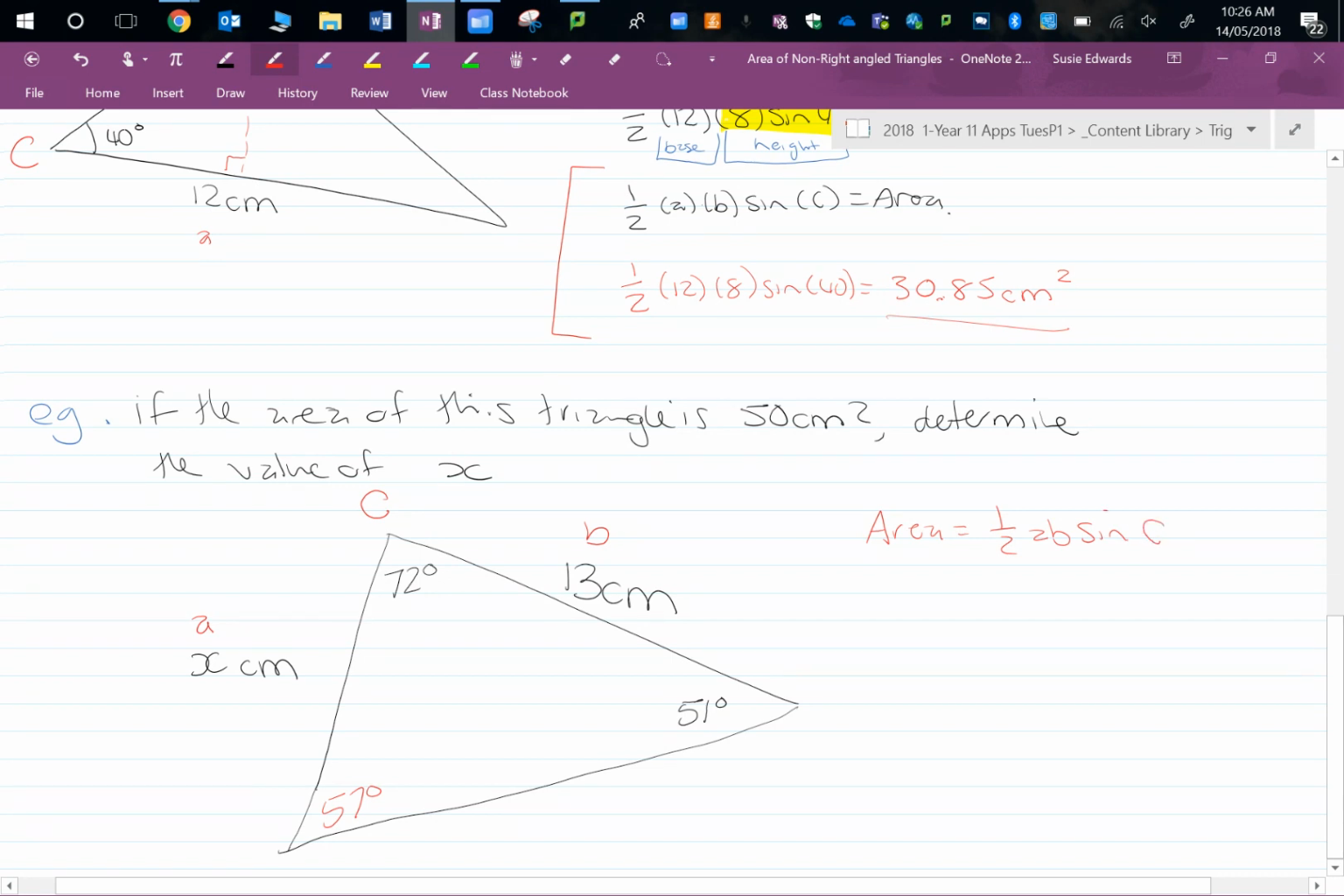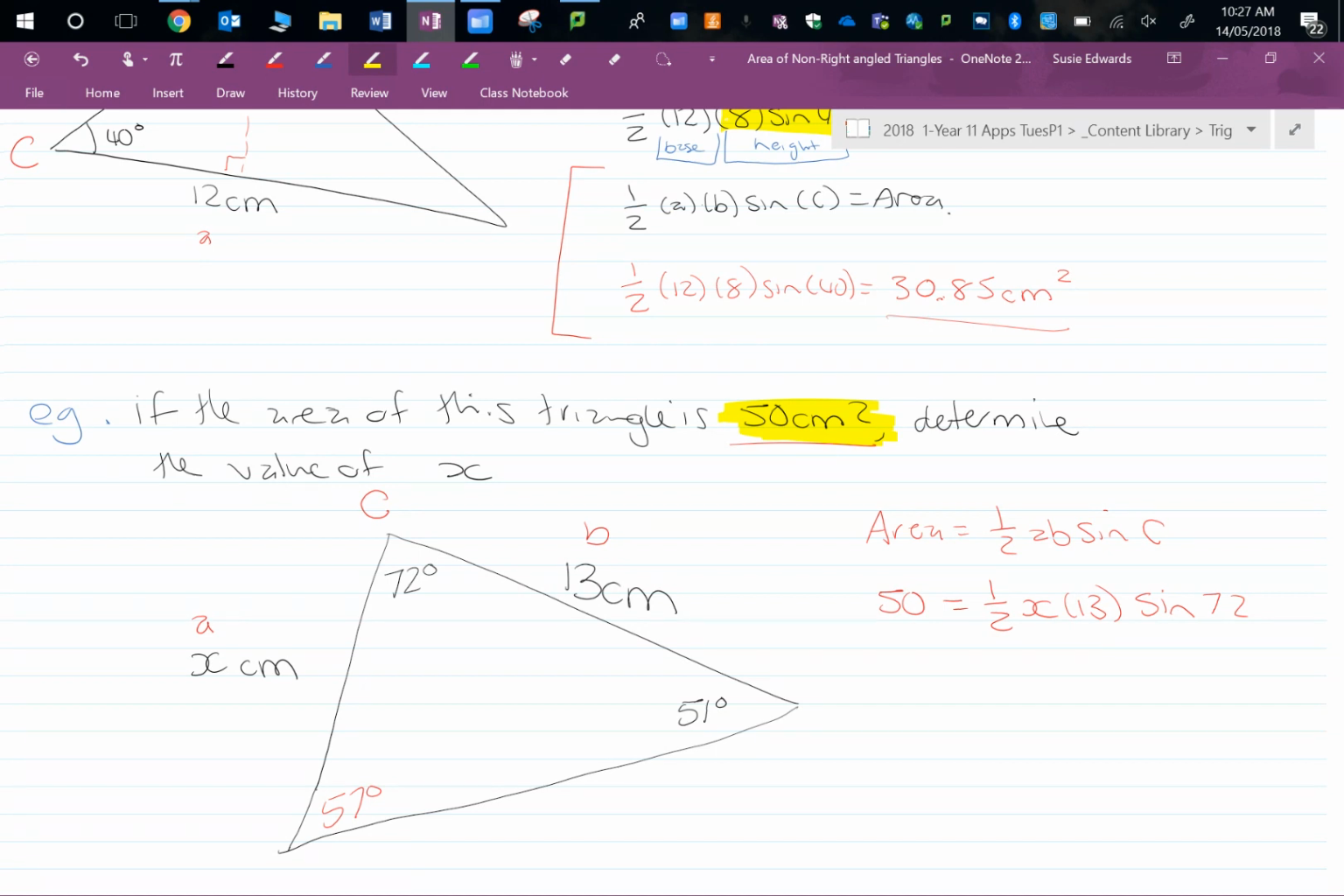And this time I put in the 50. 50 equals half of A, which is X, so X times B, which is 13, times sine 72. Now you can put into your calculator and solve for X. 50 came from the question: the area of this triangle is 50 square centimetres. Determine the value of X. So it's using the equation to be able to find a length.